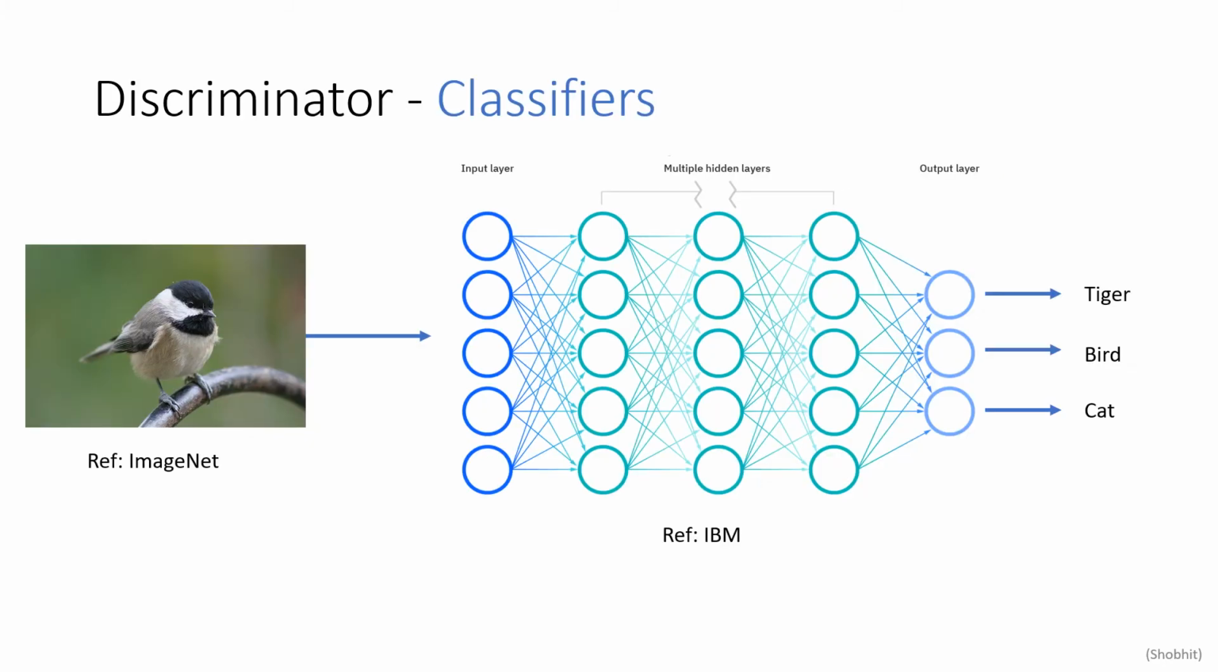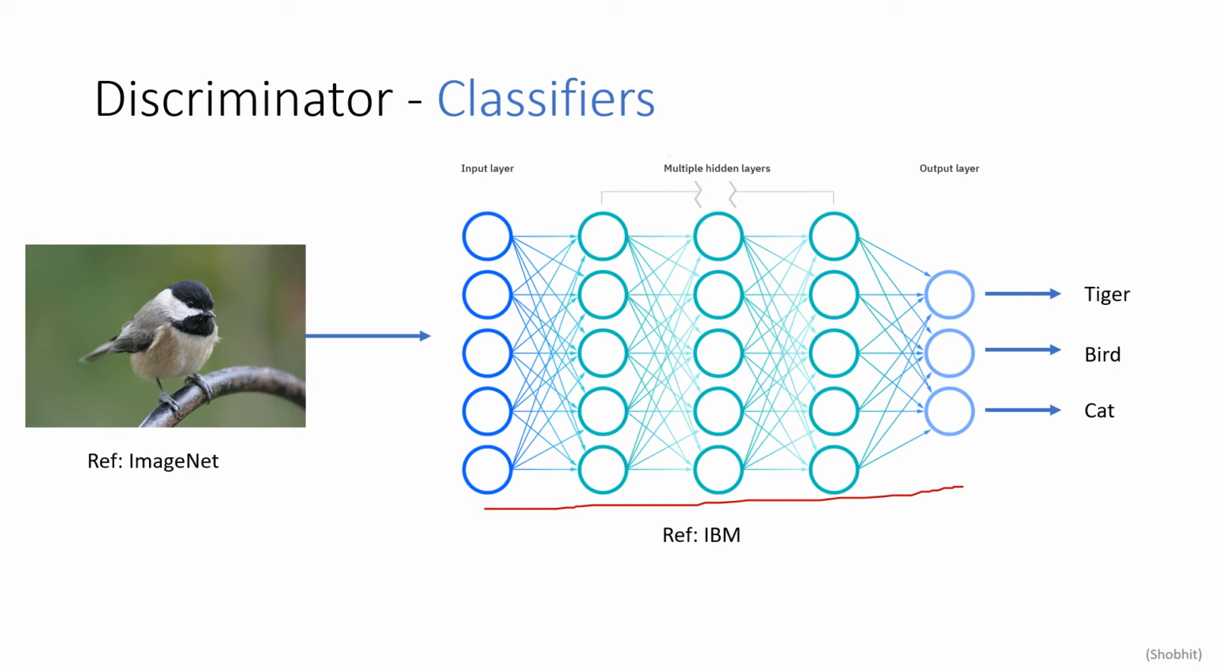Let's see each component of GANs in detail. Let's first see the discriminator. The discriminator is also called the classifier. To train the classifier, which has several neural layers, we require a training dataset. At the beginning, you can see that we give the input as a bird.